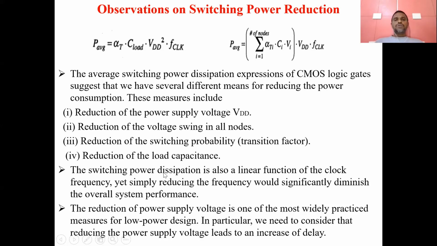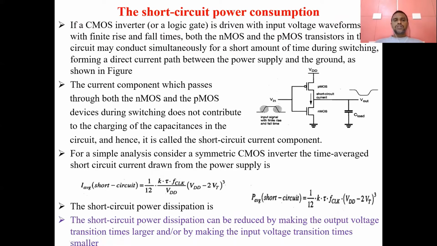Now next we will go with the short circuit power consumption. This is the second of the total power consumptions. The name itself says it, short circuit. So what does short circuit mean? Suppose we consider a CMOS inverter. I explained about the CMOS inverter circuit, and there we considered a diagram like this.